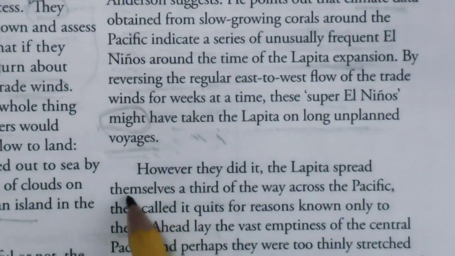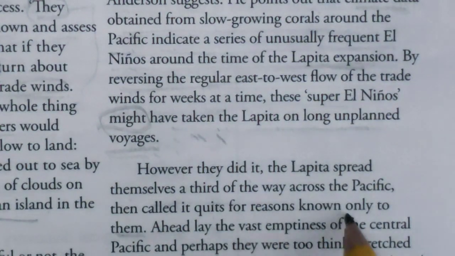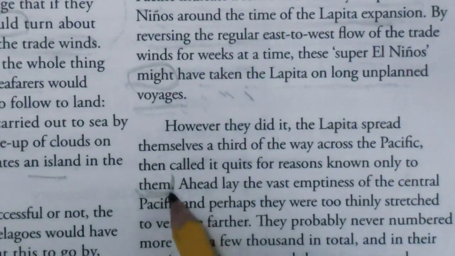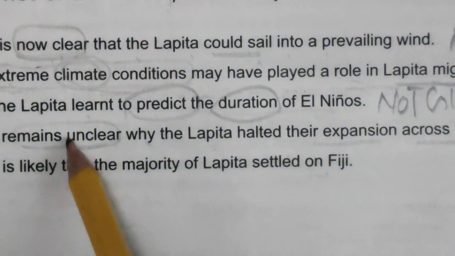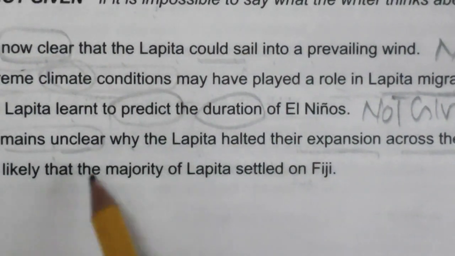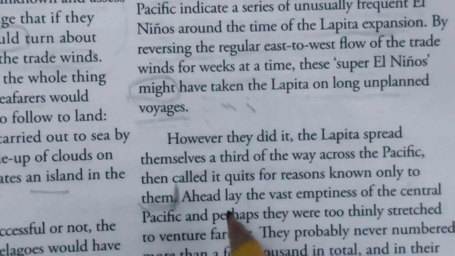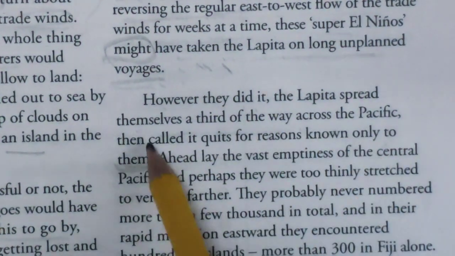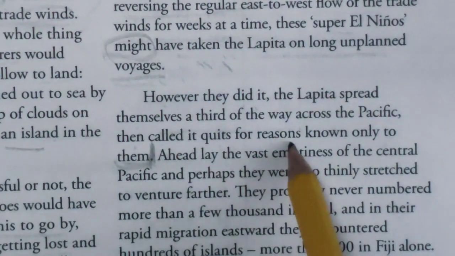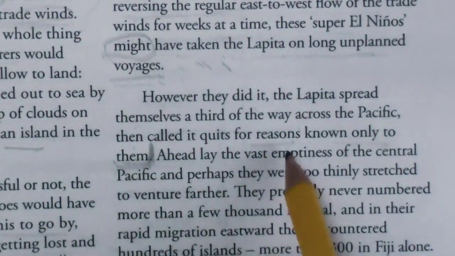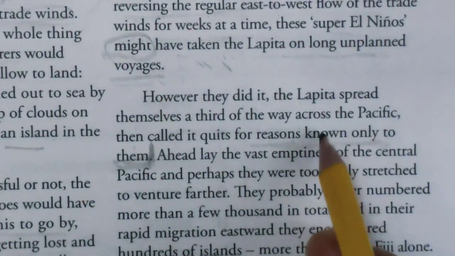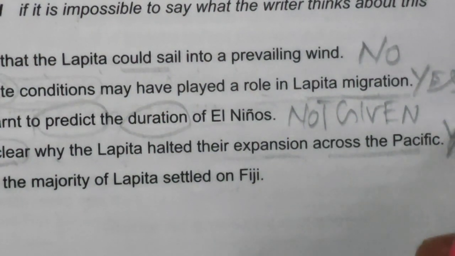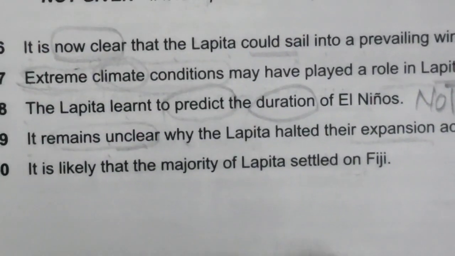However they did it, the Lapita spread themselves a third of the way across the Pacific, then called it quits for reasons known only to them. So reasons, you can just see, it remains unclear. Here in this line they have written, however they did it, the Lapita spread themselves a third of the way across the Pacific, then called it quits for reasons known only to them. Who? Lapita only, not us. So answer is yes.